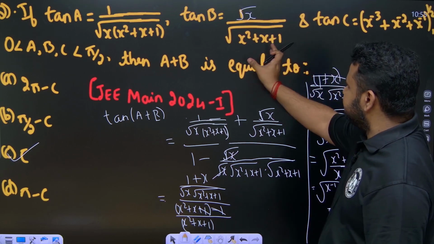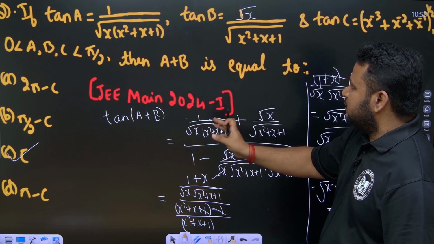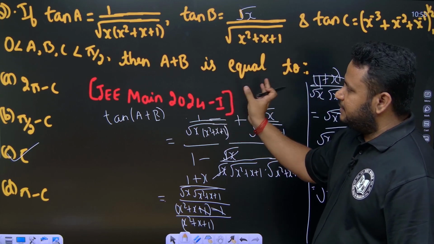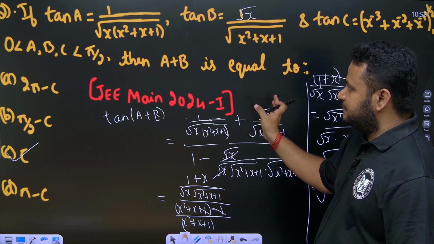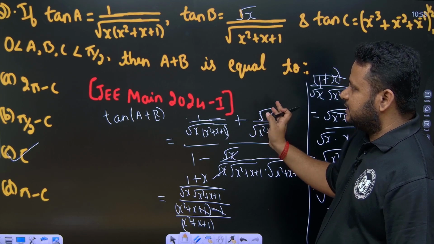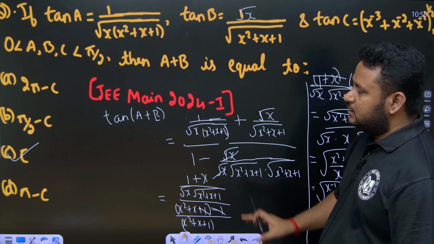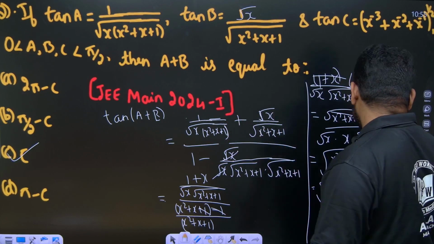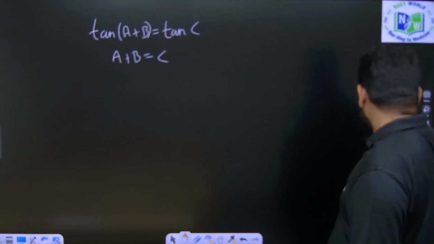Because a plus b is lying between 0 and pi by 2, even if I add a plus b, it will be oscillating in the first quadrant itself. So nothing to worry. So a plus b will be equal to c. Let's move to the next question, friends.